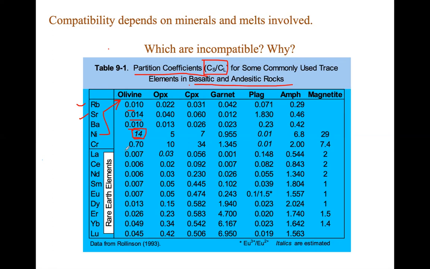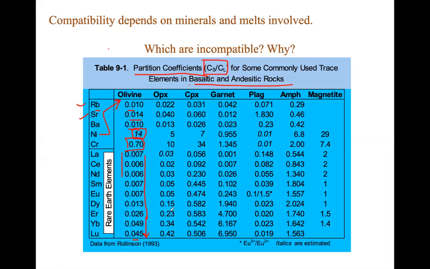Chromium also has a little bit larger value, 0.7, compared to other elements like rubidium, which has 0.01, I mean 100 times lower, at the second decimal point here. For the rare earth elements, you can see still very low partition coefficients. But when it goes to the heavy rare earth elements, it slightly increases, 0 becomes 0.1, 0.2, 0.4, something like that. But light rare earth elements have very low values in olivine.